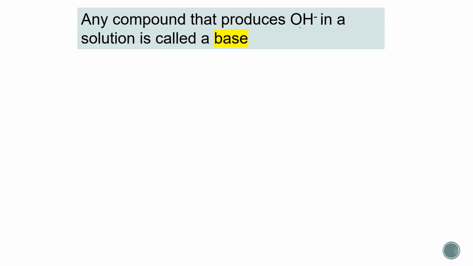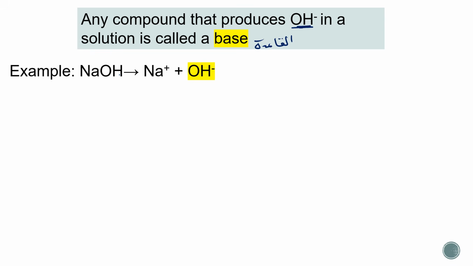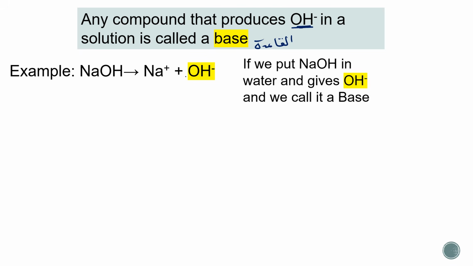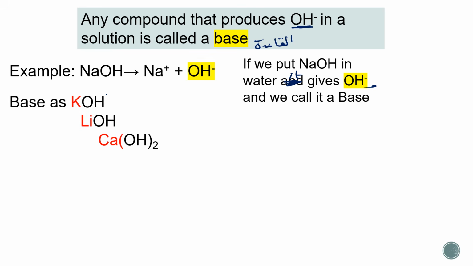Any compound that produces OH minus in a solution is called a base, اللي هي القاعدة. Okay, so for example, NaOH gives me Na plus and OH minus. So if we put NaOH in water, it gives OH minus and we call it a base. اللي هي الأحماض والقواعد. Okay, so these are examples of bases.